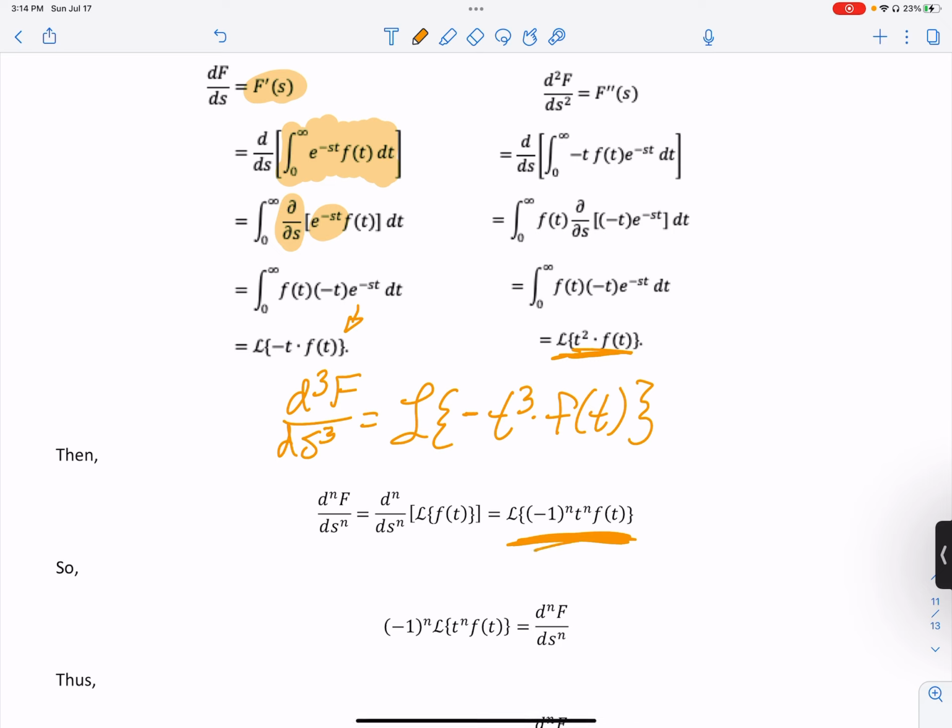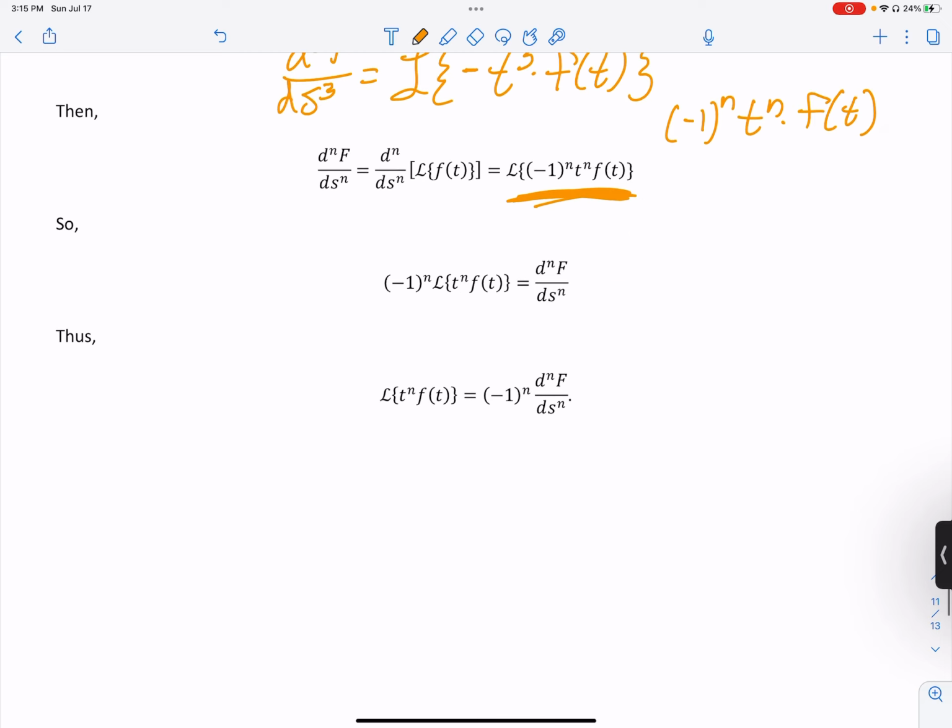Negative 1 to the nth power changes the sign. If n is odd, it'll be negative. If it's even, it's positive. And then we have t to the n, that's the power thing going on there, and then times f of t, and then the Laplace of all that. So if I want the derivative, that's how I figure it out.